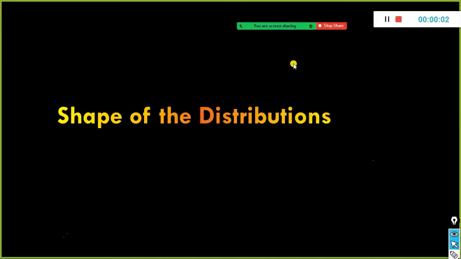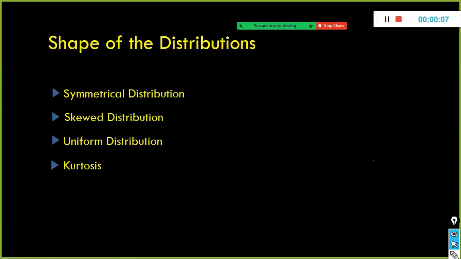So we need to understand the distribution pattern of the data. This is also very much important. There are 4 different types of distributions. One is symmetrical distribution, skewed distribution, the other one is uniform distribution, and the last one is kurtosis.